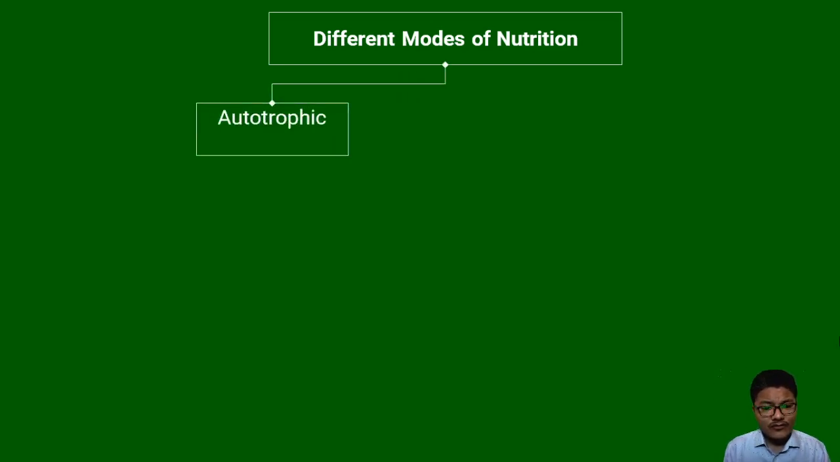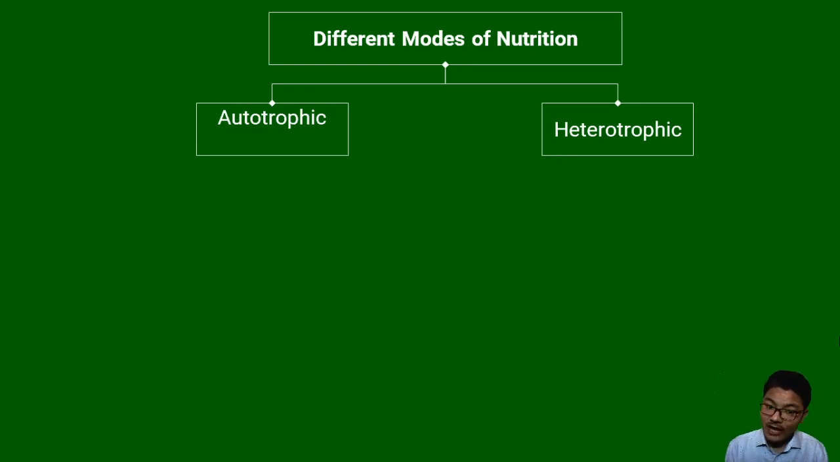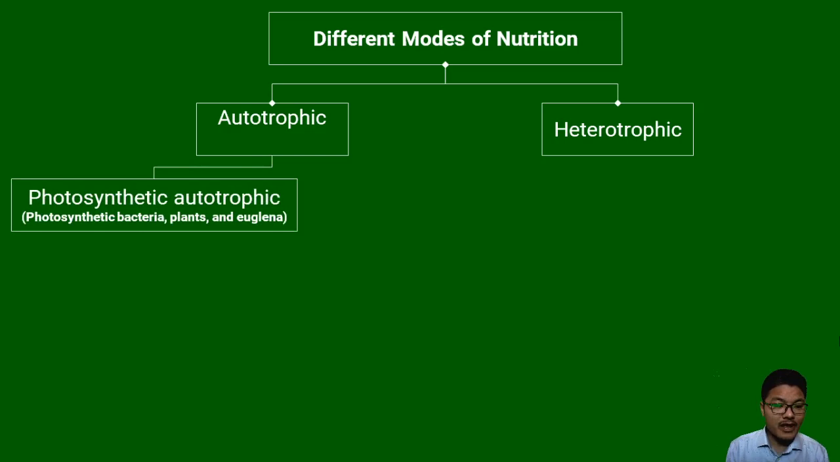We have the autotrophic mode of nutrition, where living organisms synthesize their own food. Some organisms are dependent on other organisms, especially producers or autotrophs, for food. Autotrophic mode of nutrition may be photosynthetic, where sunlight energy is used for synthesizing their own food. This occurs in photosynthetic bacteria, plants, euglena, etc.